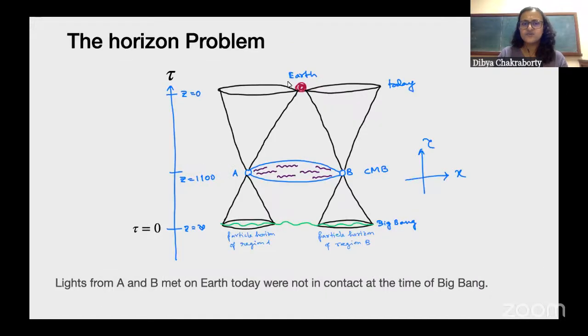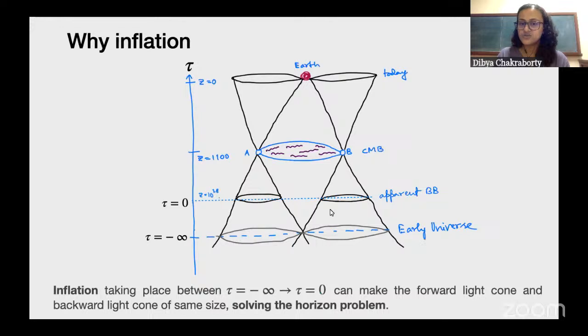Not only that, if we look at the light cone coordinates, constructed out of the FLRW metric in conformal time, and extrapolate back to tau equal to 0, the time of the Big Bang, even then those light cones do not intercept each other. The size of the forward light cone and the size of the backward light cone do not match. So what does inflation do? Inflation stretches this conformal time back to infinity in a way so that these two light cones match.